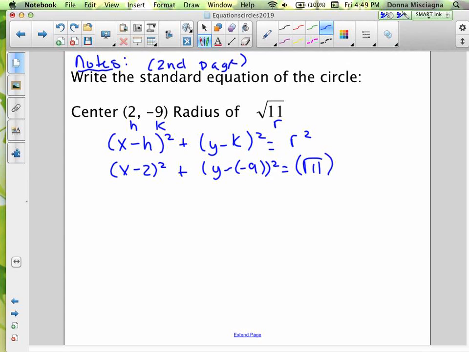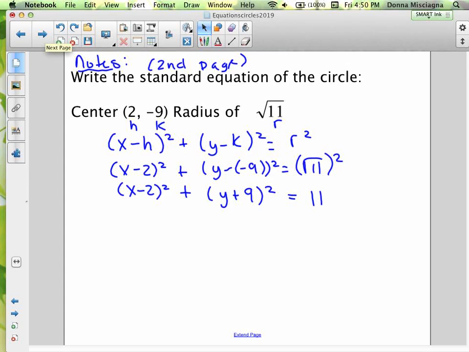You might think, oh my gosh, what am I going to do with the square root of 11 squared? Well, that's actually really easy because a square and a square root cancel. So now let's simplify. So this should be (x minus 2) squared, nothing to simplify. We'll simplify the minus a negative and make that plus, so (y plus 9) squared. And the square root of 11 squared is just 11. The square and the square root cancel.